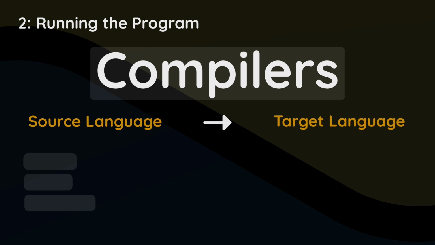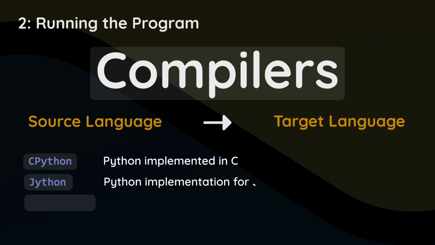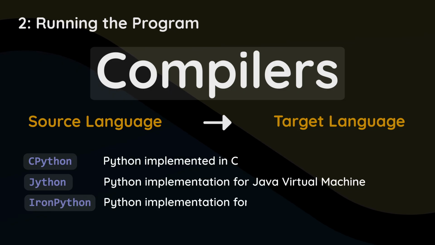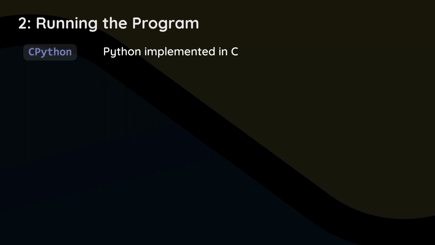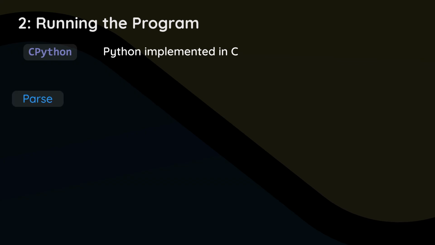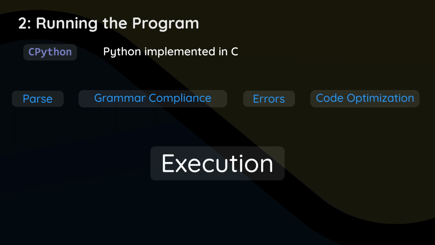The famous one and the default one is called CPython, because it's developed mainly in the C programming language. We have Jython, which runs Python on the JVM or Java Virtual Machine. We have IronPython, which runs on the .NET framework, and many more. Here we focus on the main one, CPython, but for simplicity I just refer to it as Python. CPython is an implementation of the Python language that contains many utilities. It can understand your code, or technically speaking, parse it, check if it complies with the strict grammar defined by the Python language, check for errors, optimize your code, and of course, execute it.